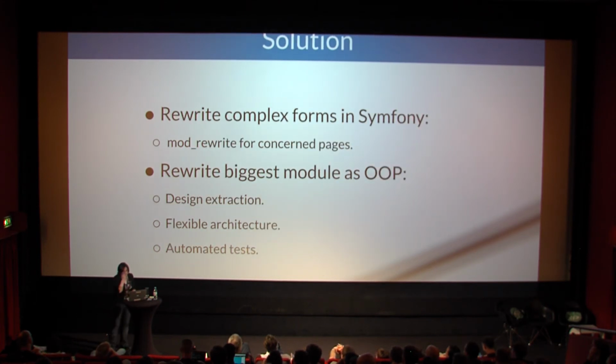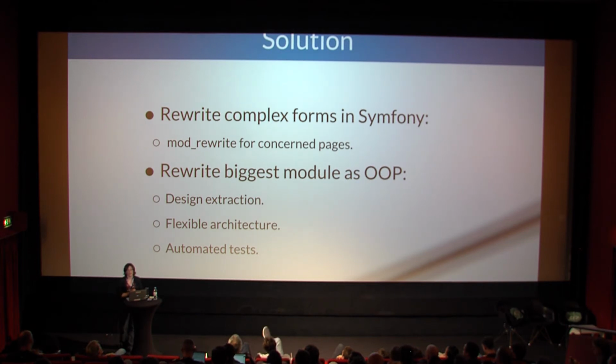Thank you. Right, so the solution for that was to rewrite some of the more complex forms. There were multi-step forms there. We rewrote them in Symfony, used mod_rewrite for the concerned pages to forward to another project folder, and then had internal routing match that. So we didn't actually disrupt anything in the application. Basically, that specific URL is served by a completely different application, but it ties into everything correctly, into the database and into the sessions. So we rewrote the biggest module.